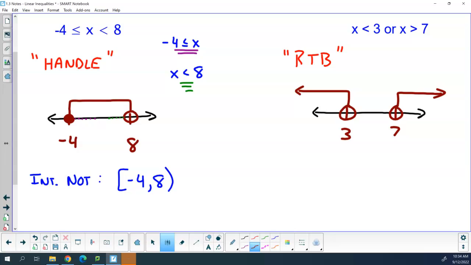Okay? This interval notation is a little more complicated because this left section is from negative infinity all the way up to 3. The right section is from 7 to positive infinity, and then you got to put a big old U in between them because it's the union of those two sections.